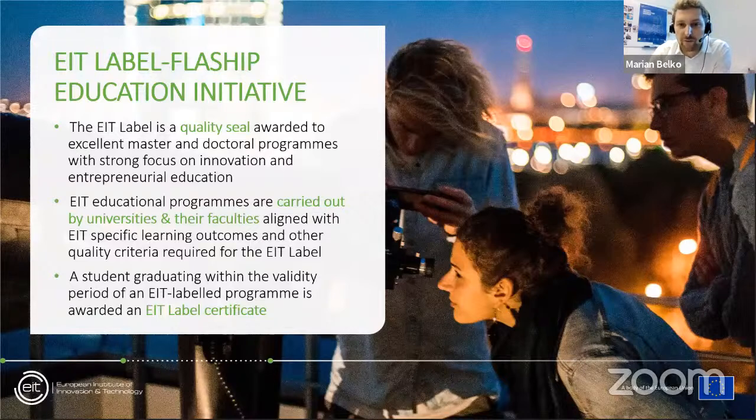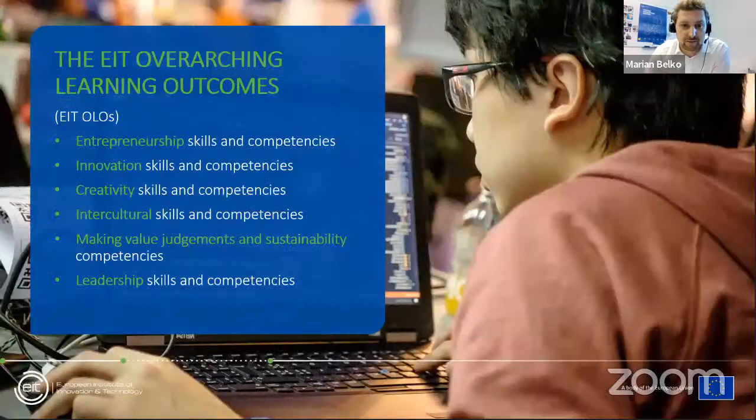This is all represented by our flagship initiative in education, which is called EIT Label, and there is a quality seal that EIT awards to excellent master and doctoral programs with a strong focus on innovation and entrepreneurship. These programs are carried out by the universities and their faculties, but they are aligned with the specific requirements on learning outcomes and other criteria, and students graduating within the validity period of the EIT Label programs then receive, alongside their standard diploma, also an EIT Label certificate, so they represent the brand of the EIT education.